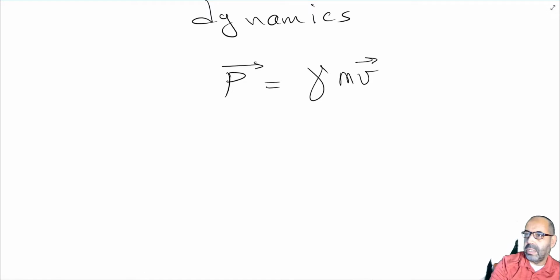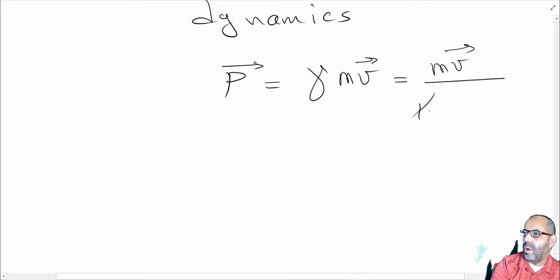So don't forget that this is a particle now in motion, and this particle is moving super fast. That gamma itself is depending on that velocity. Now I'm using the letter v.